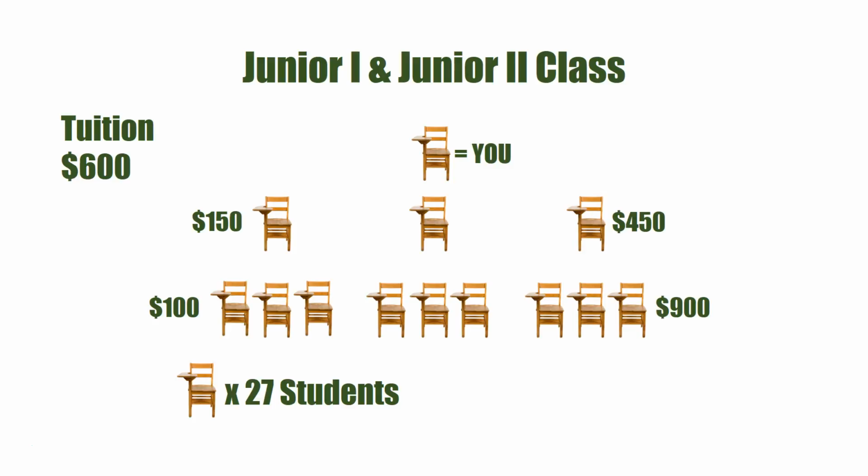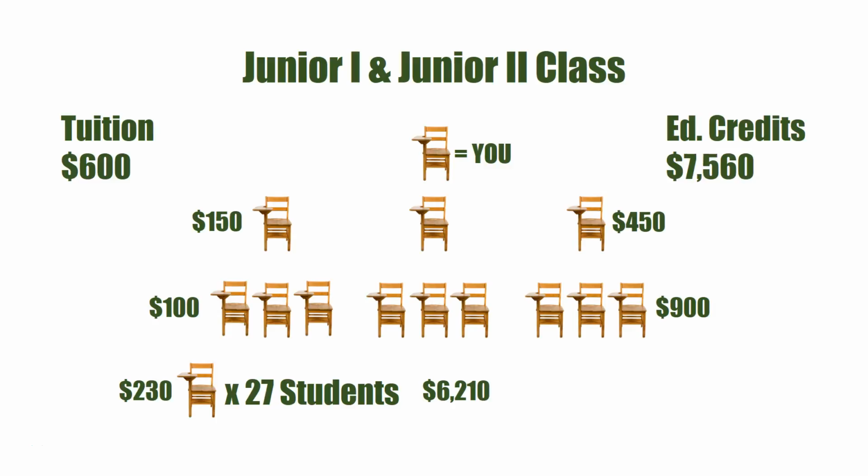$100 for row number 2, so easy math there, $900 when those 9 seats fill. $230 for row number 3, $6,210 for a total of $7,560 in the junior 1 and junior 2 class. So you can see the income begins to get a little better.